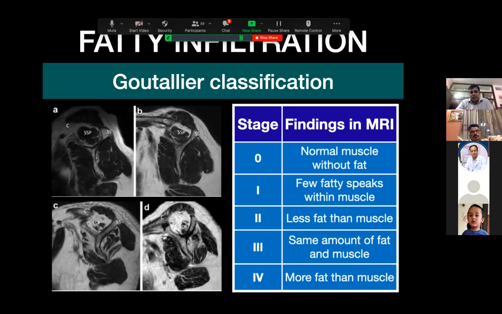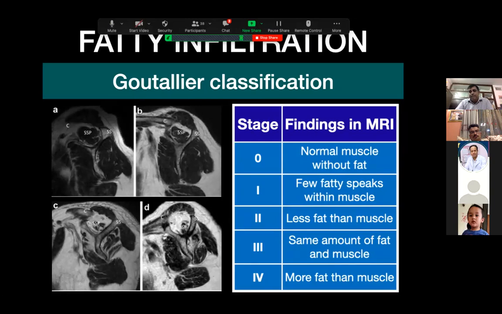On that basis, you have shown the picture over here. The whitest thing is the fatty degeneration. In grade 4 there is too much fat and less muscle, whereas in grade 0 or 1 there is more muscle and less fat. So if more fat is there, it gives a prognosis that probably the repair might not be very useful in those cases, so we have to offer some other options.